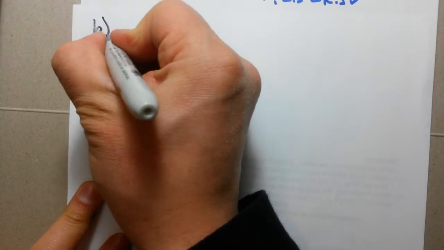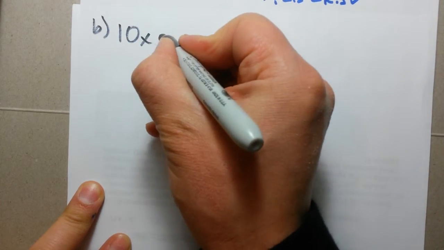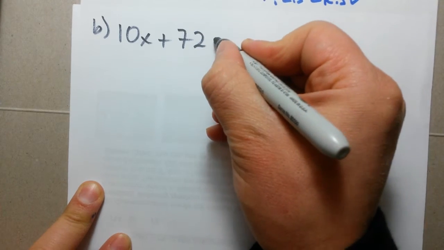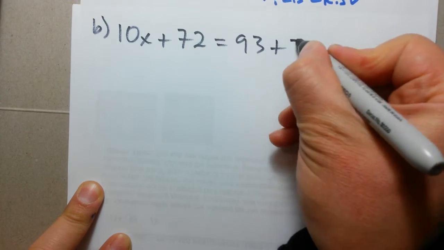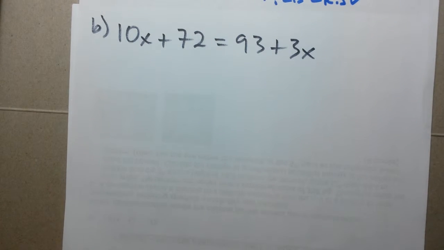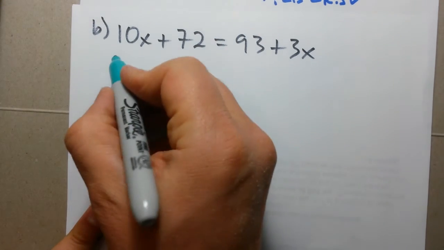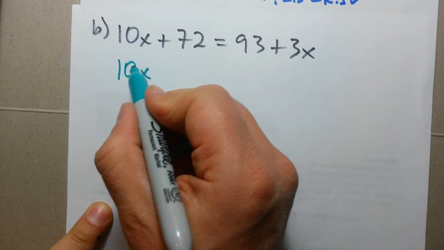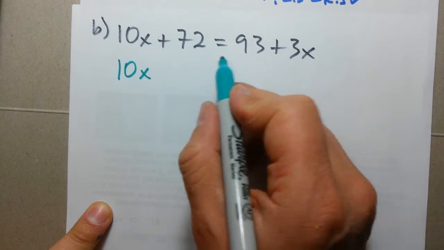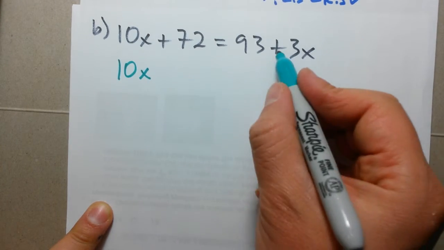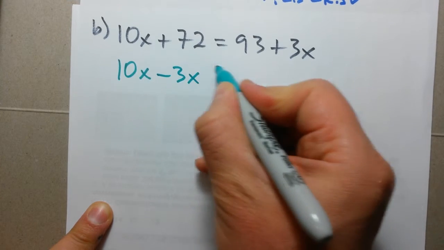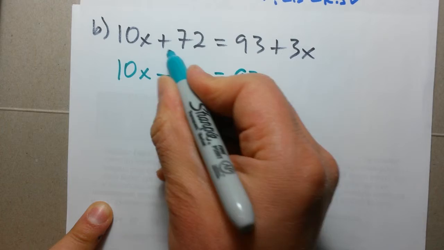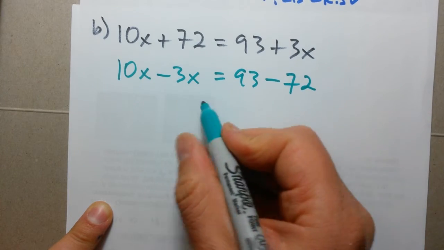Okay, let's look at our next example. Just like before, you can always pause the video and try it yourselves. We have 10x plus 72 equals 93 plus 3x. Once again, we need to collect like terms. So let's put all the terms that have an x on this side. So 10x, and we're going to move the 72 there, but before I write it, let's move this 3x to the other side of the equal sign. So positive 3x becomes minus 3x equals 93. The 72, when it goes on the other side, becomes minus 72.